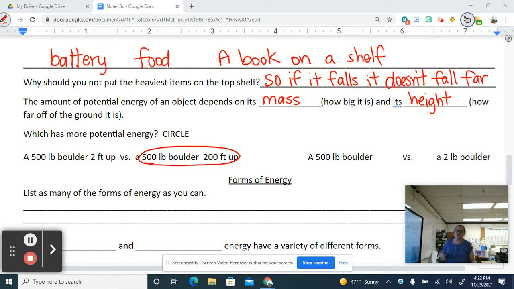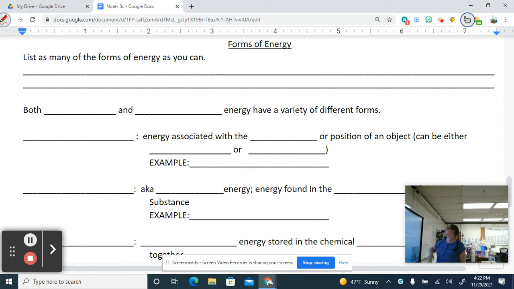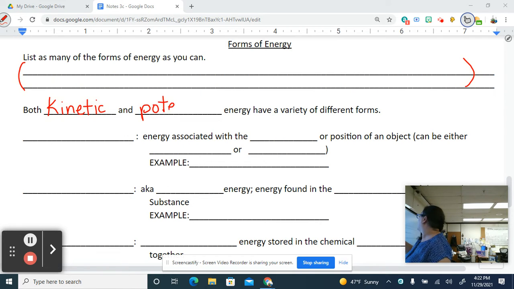So, and then of course this one's easy. A 500-pound boulder versus a 2-pound boulder, you know which one has more potential energy. It's the one that's bigger. The one that's larger has more of an opportunity to cause more of a problem. All right, so here I wanted you to list as many of the forms of energy as you can. I'm not going to give you any answers here because I'm just wanting to activate your prior knowledge and see what you already know. We know that both kinetic and potential energy have a variety of different forms. And we talked about the forms and the two types of energy in either today's journal or yesterday's journal. So hopefully you had an idea of a couple of the forms of energy.